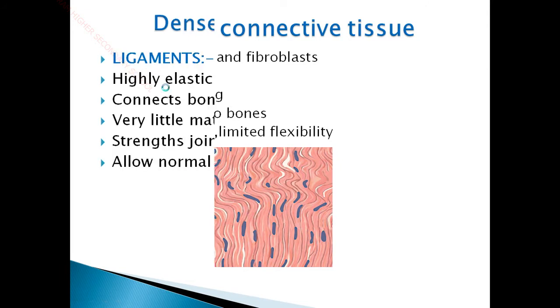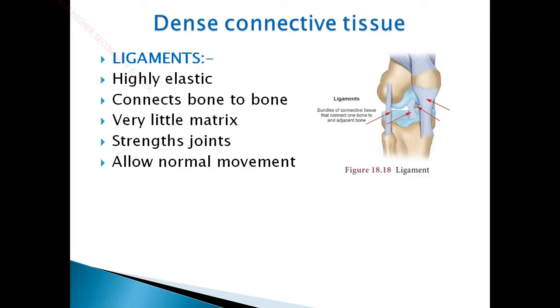Okay. Next type of dense connective tissue is ligaments. From the picture you can see the occurrence of ligaments. They are present between the joints. Joints are the places where two bones meet, like the elbow joint, knee joint, ankle joint, and our finger joints also. So joints are the places where two bones meet.